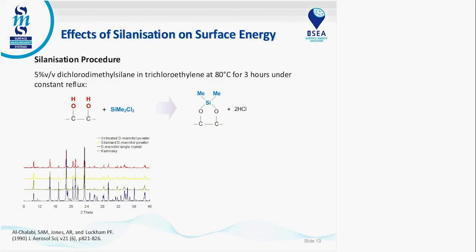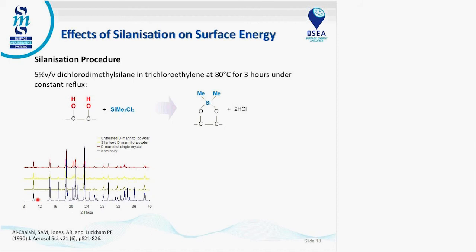So just a quick example to illustrate the concept of surface energy heterogeneity. If you've seen any of our presentations before, you may have seen this, so I apologize if this is a bit redundant. But what we're looking at here is a mannitol sample, and then we silanize that mannitol to methylate it. So we take these OH groups and change them to CH3 groups.